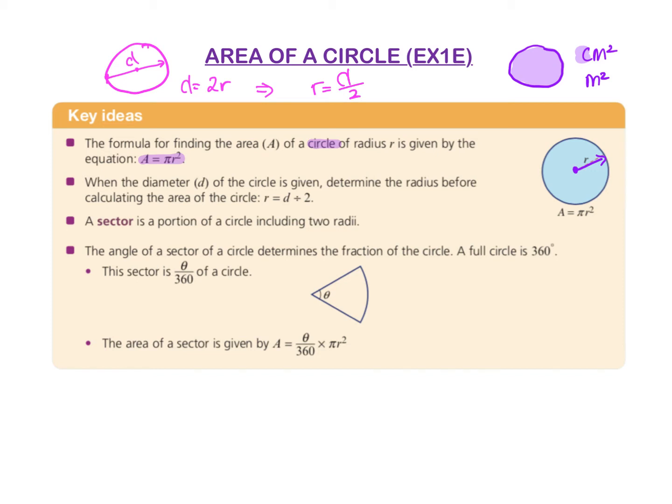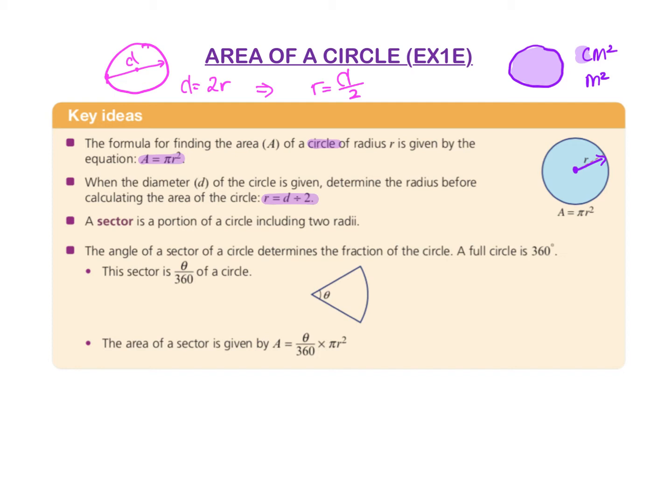Now, for the area formula, you must use the radius. You can't use anything else. It has to be the radius. So if they give you the diameter, you're going to have to halve it, or divide it by 2, whichever way you look at it, to get the radius. That's what they're saying right there: your radius is the diameter divided by 2.